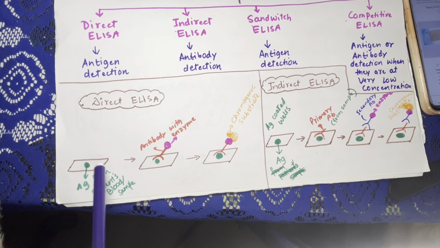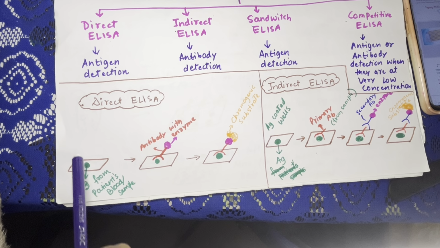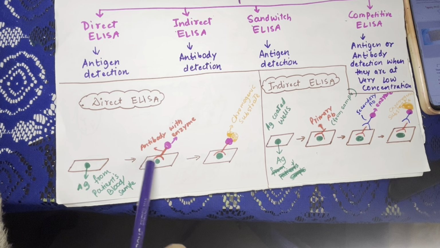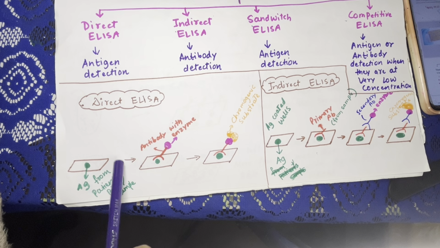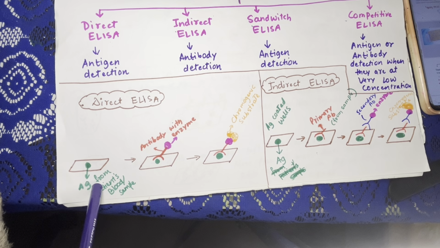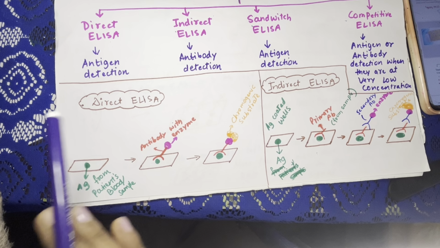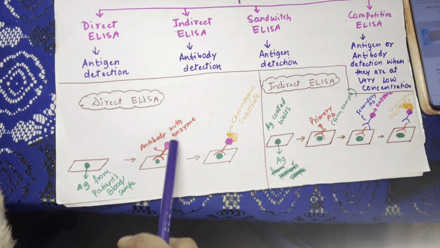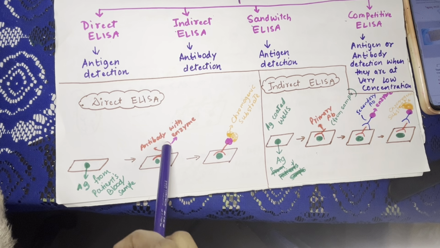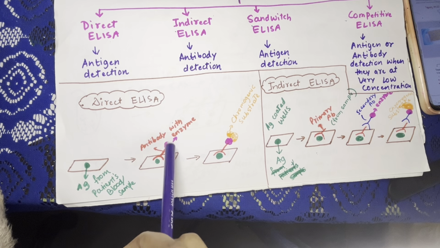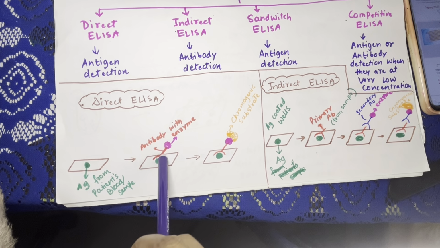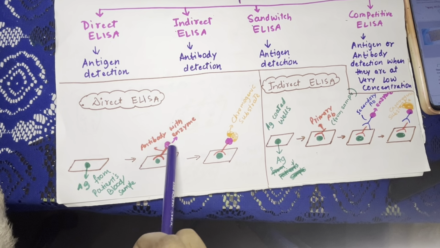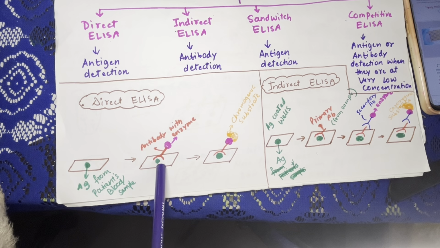When the antigen is captured in that well, washing will be performed after each step. If he has antigen in his blood sample, then even after washing, this antigen will not get washed off. Then what will we add? We will add an antibody which is conjugated with a specific enzyme. So this antibody is called an enzyme-conjugated antibody. This antibody, which will be specific to that antigen, will be poured in that well.